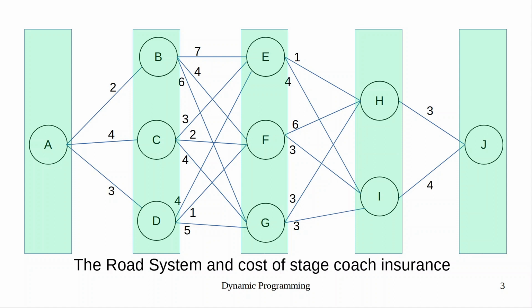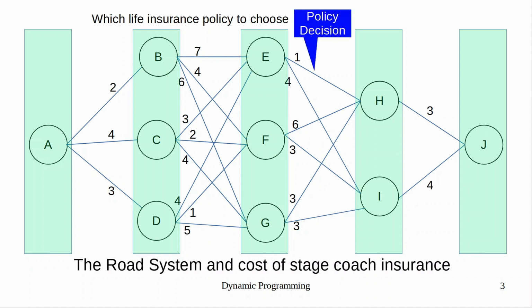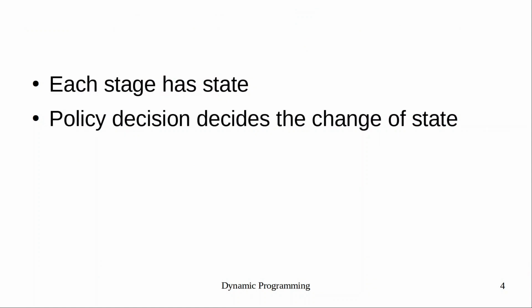So from A to C, C to E. So stage 1 to stage 2, you go A to C, that is from state A to state C. And from state C to state E, that would be stage 2 to stage 3. Now, the question here is which life insurance policy to choose each time when you go from one stage to another stage. That is known as a policy decision because you have costs that are involved if you choose to go from A to B or A to C or A to D. So, as we just said, each stage has a state and the policy decision decides the change in state.